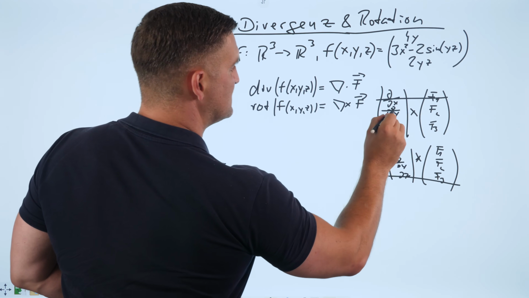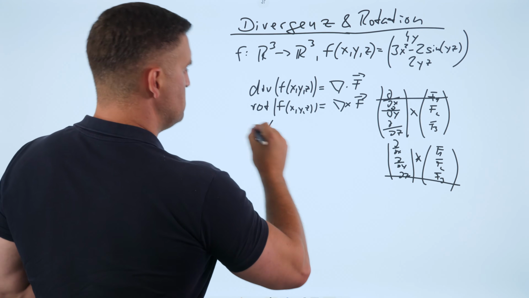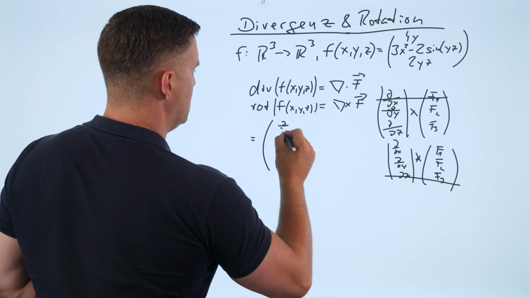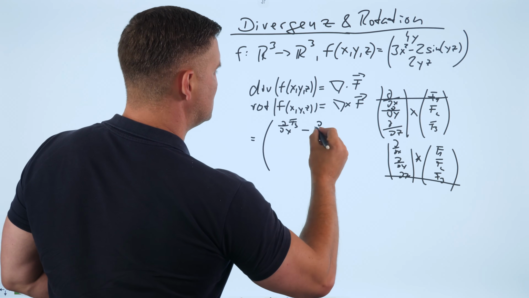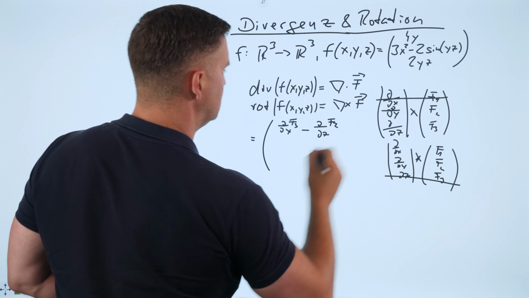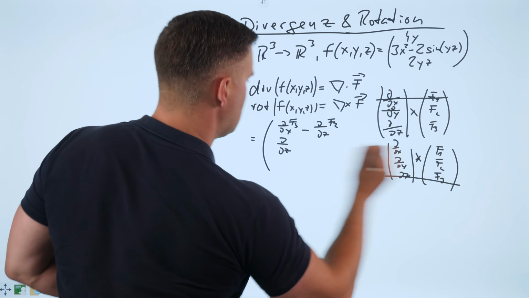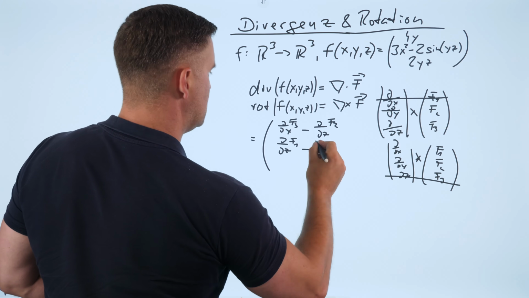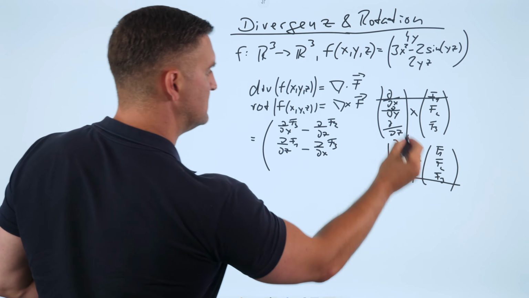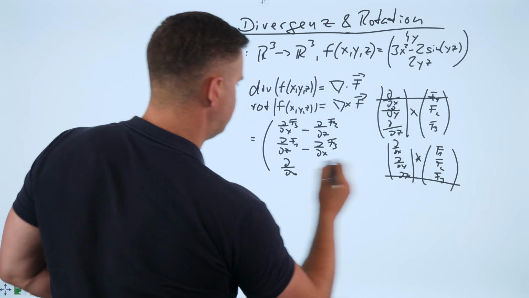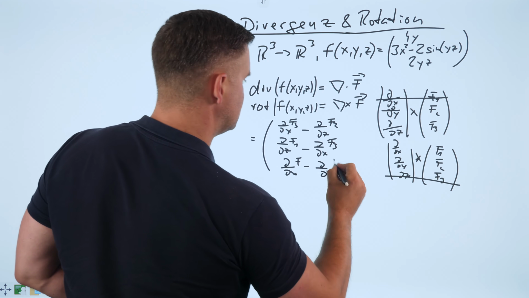Here, the entry is now partially derived with respect to y. Well, let's get started. So this would now be the first value, partial derivative with respect to y of f3, minus the partial derivative with respect to z of f2. The second value, we move one down, partial derivative with respect to z of f1 minus the partial derivative with respect to x of f3, and then the last value, partial derivative with respect to x of f2 minus the partial derivative with respect to y of f1.